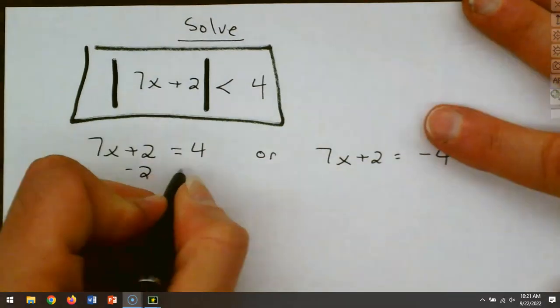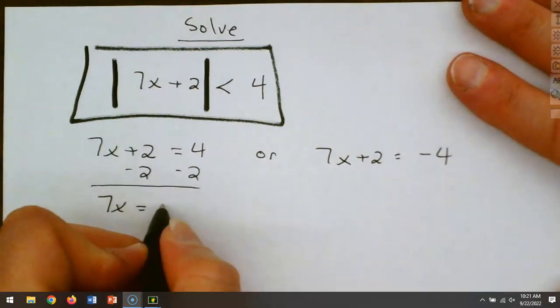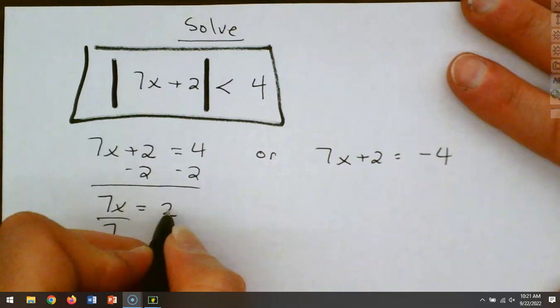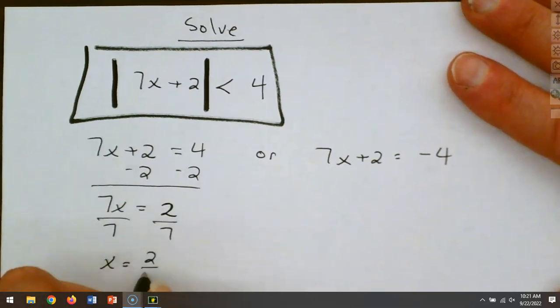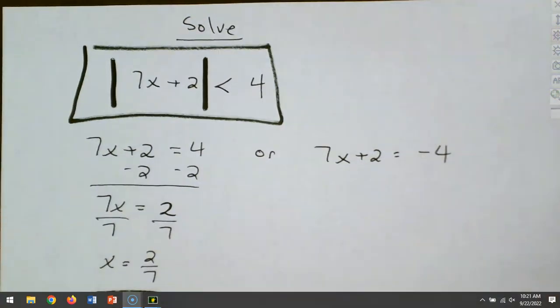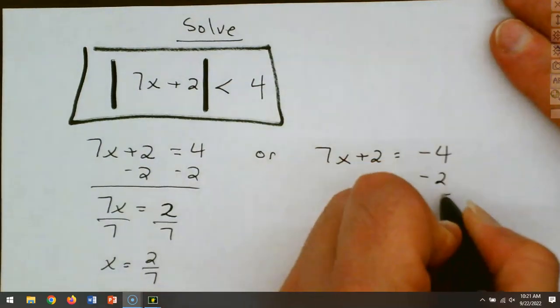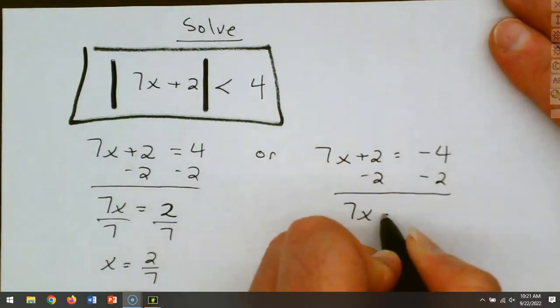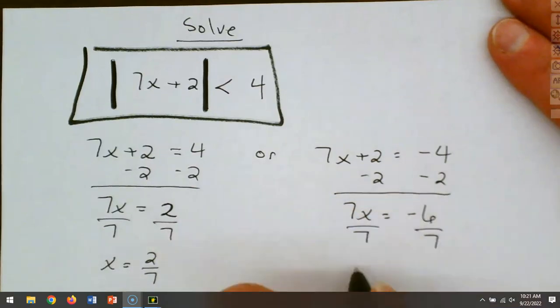So move the 2 over. So 7x equals now 2. Divide by your 7. And x now equals 2 sevenths. So there's one of them. What about the other one? Move the 2 over. 7x equals a negative 6. Divide by your 7. And x now equals a negative 6 sevenths.